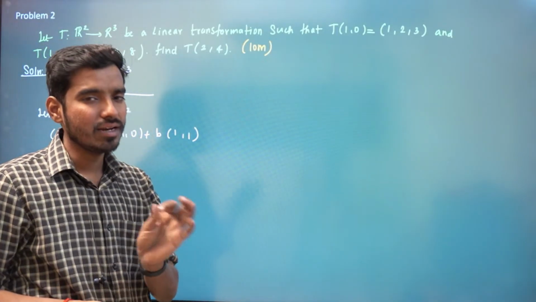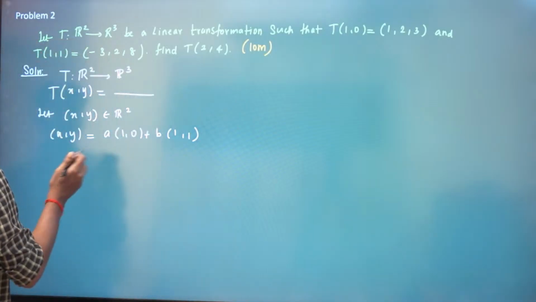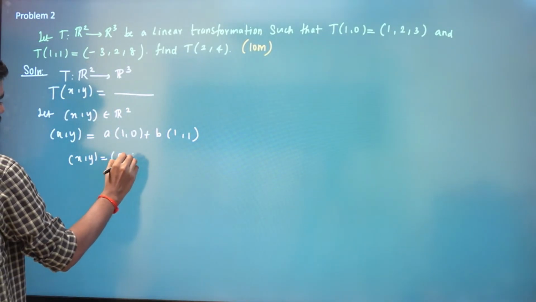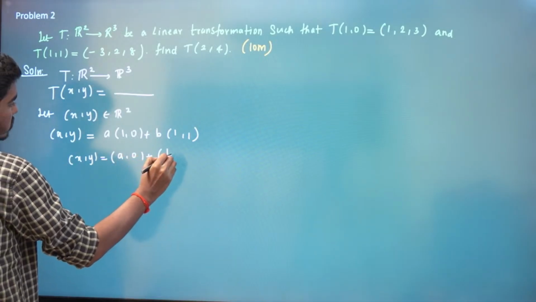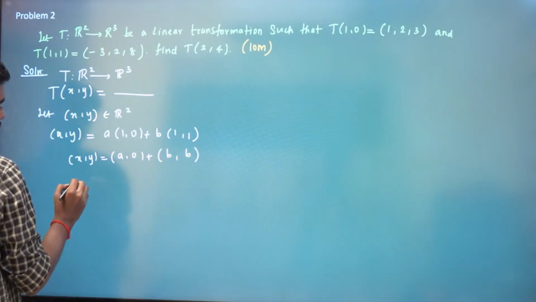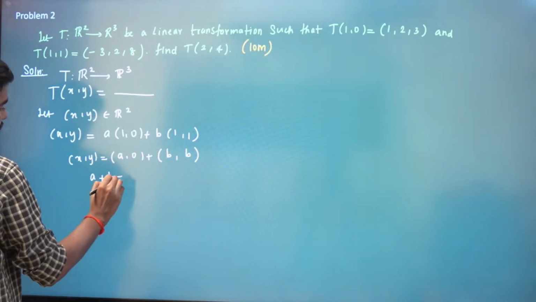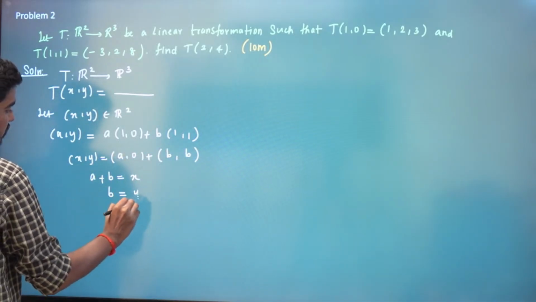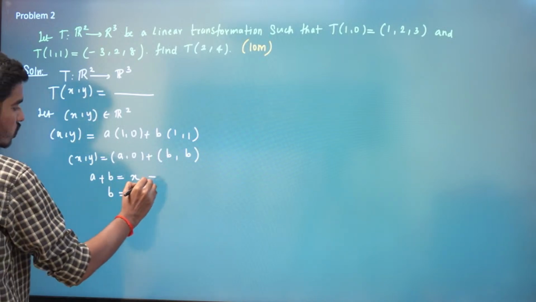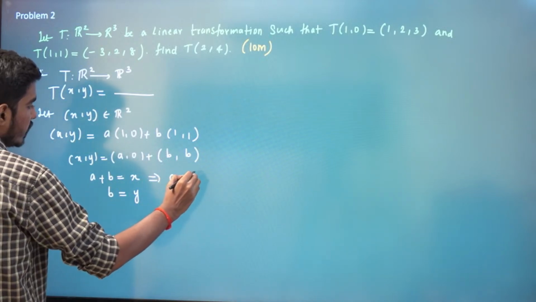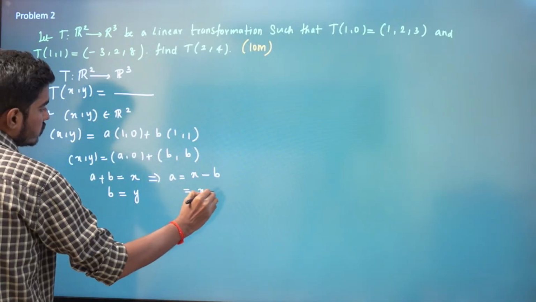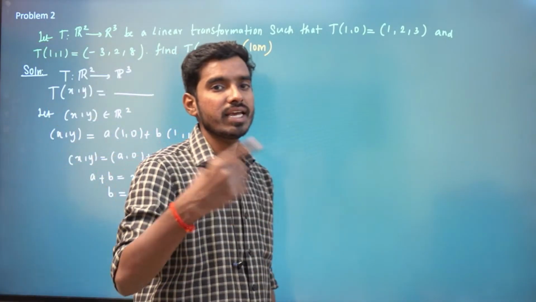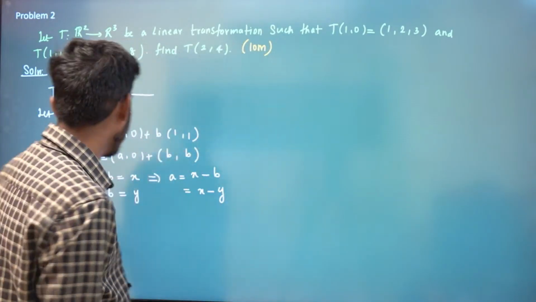If not, slightly adjust. Now we have (x, y) = (a, 0) + (b, b). That means a + b = x, and b = y. So b = y means what is a? a = x - b, so a = x - y. So you can see here that I have expressed a and b in terms of x, y.